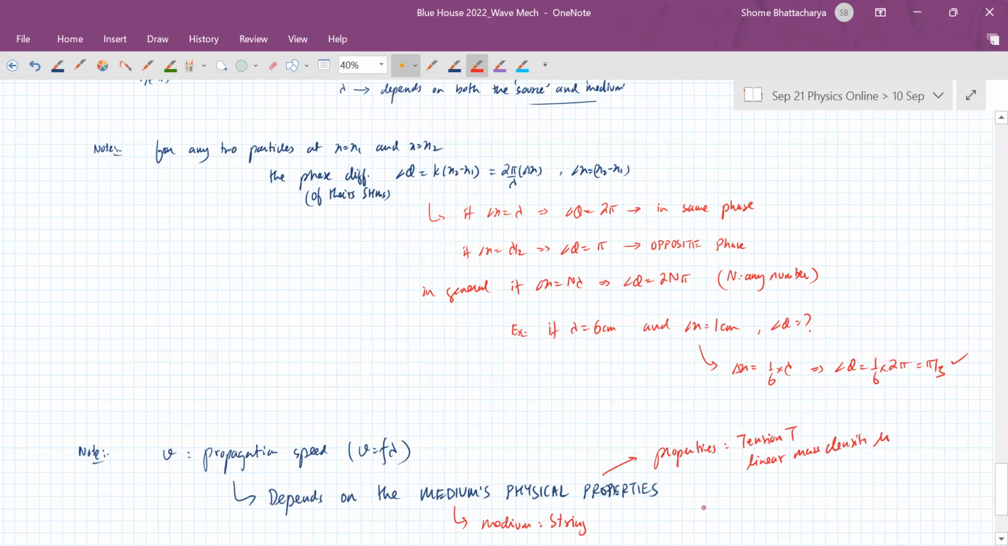So the relationship here is this. We will do a proof of this later also. So V in meters per second will be square root of tension in newtons divided by linear mass density in kilograms per meter. So this is another important relation.